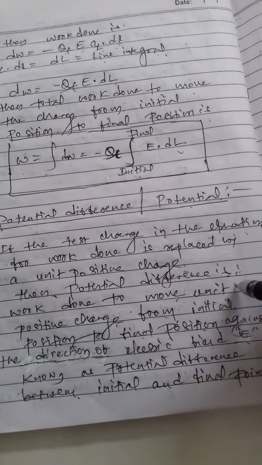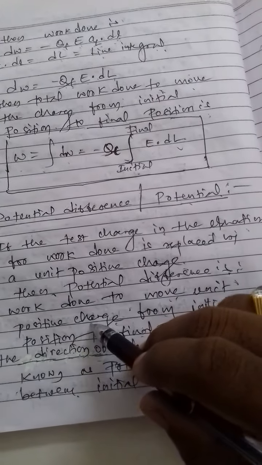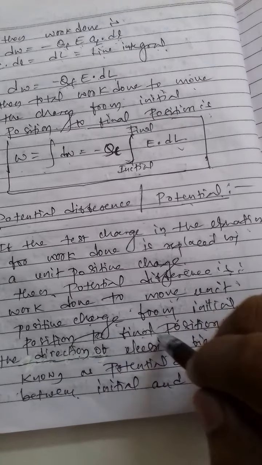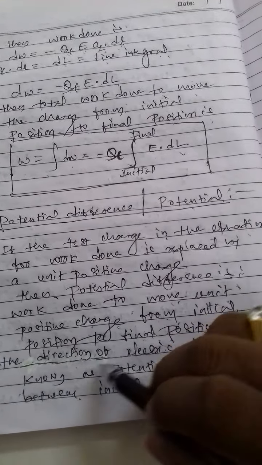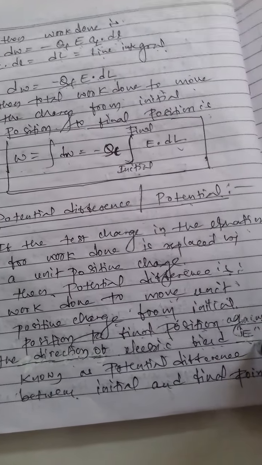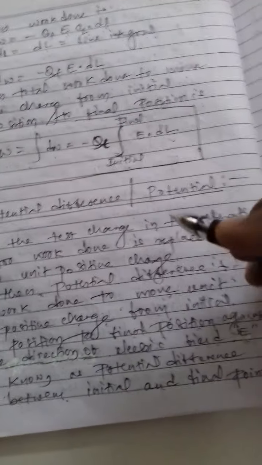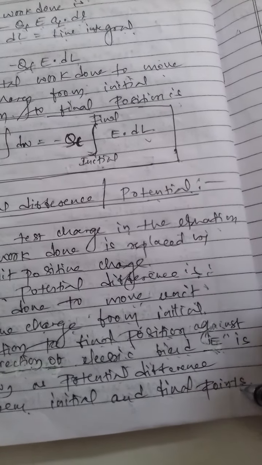Then potential difference is the work done to move a unit positive charge from the initial position to the final position against the direction of electric field E. Against the direction of electric field E is known as the potential difference between the initial and final points.